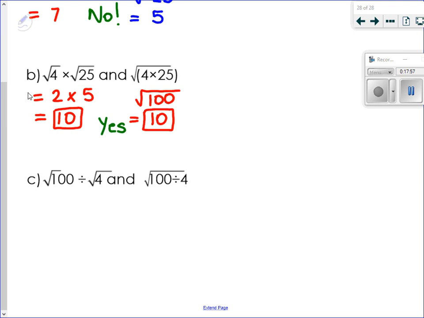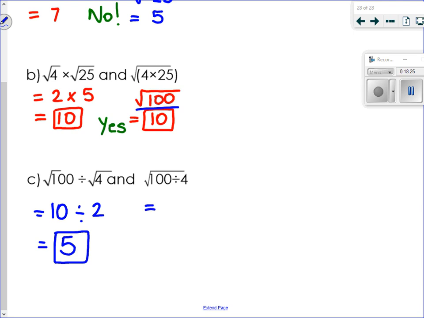Okay, let's try the last one. The square root of 100. Well, we just did that a minute ago right here. The square root of 100 was 10, because 10 times 10 is 100. Divided by the square root of 4. Well, I know 2 times 2 is 4, so that's 2. 10 divided by 2 gives me an answer of, that means 10 divided in half into 2 equal groups, 5 in each group.